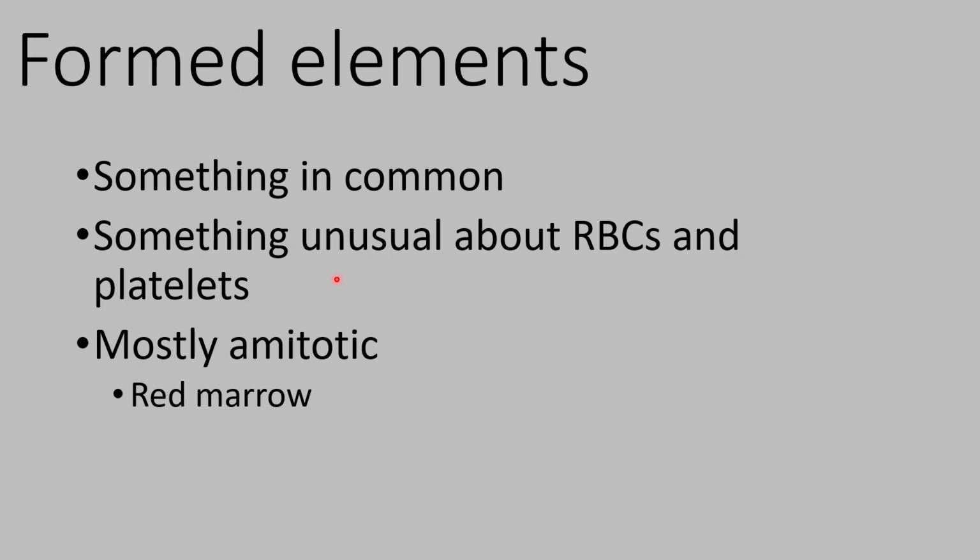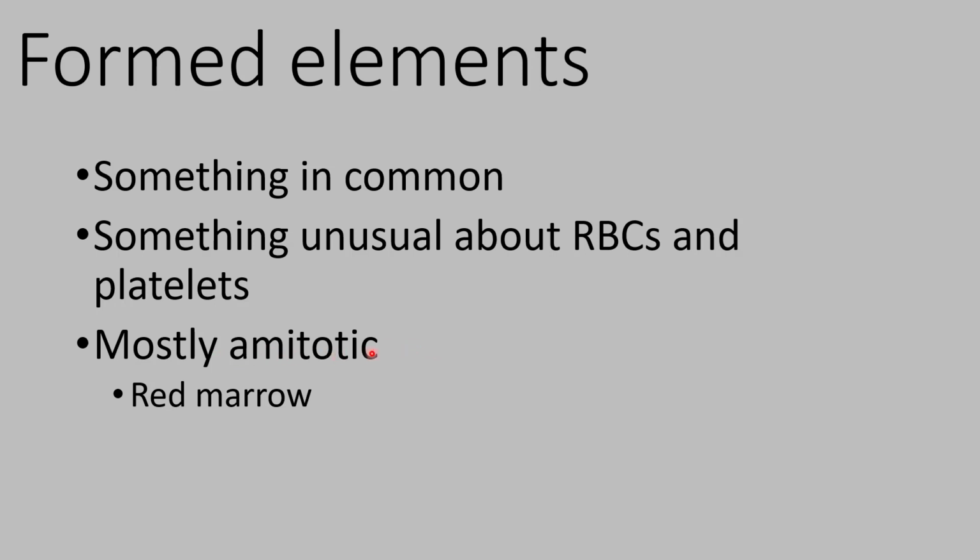Platelets take that even further. Platelets start out as a gigantic cell, and pieces of it flake off, and that's what platelets are. They're flecks of a bigger cell. So they're all cellular in origin, but red blood cells and platelets are not cells themselves. Now, mostly they are amitotic. So what does that mean? Well, amitotic means without, A means without, and mitotic refers to mitosis. They don't go through mitosis, generally.